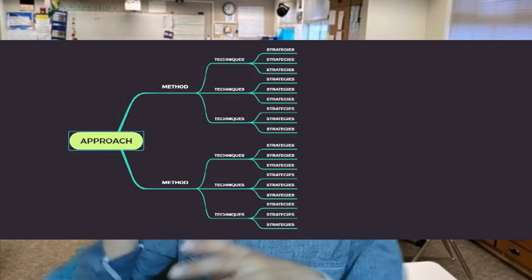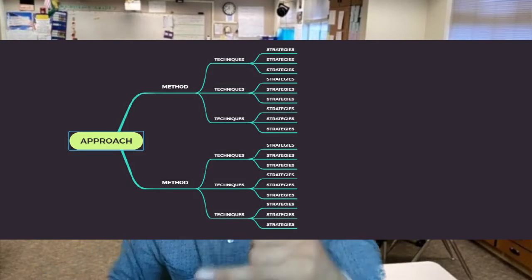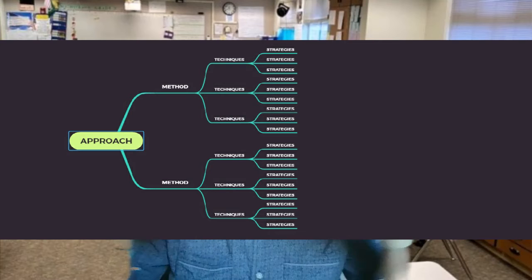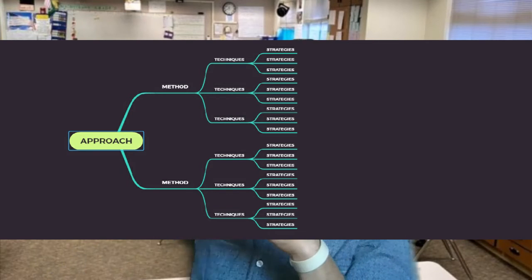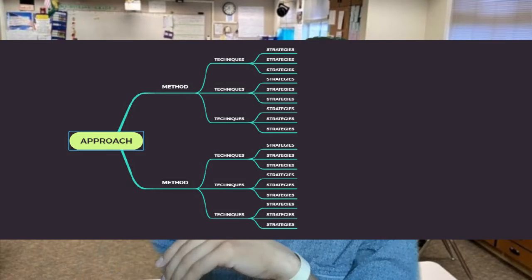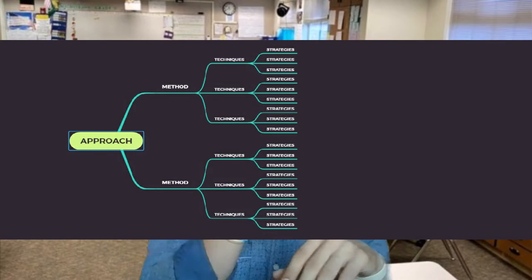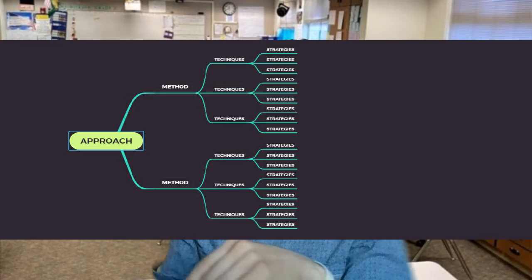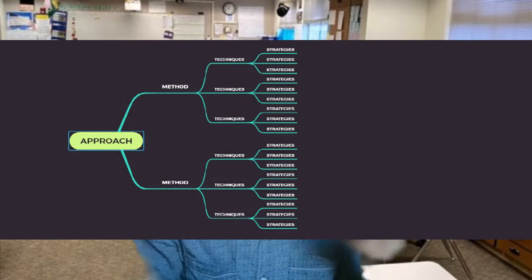So in this way, we develop a systematic vision of how the interrelated concepts of approach, method, technique, and strategy work together. First, we have the approach, then the methods, after that, the techniques, and lastly the strategies.